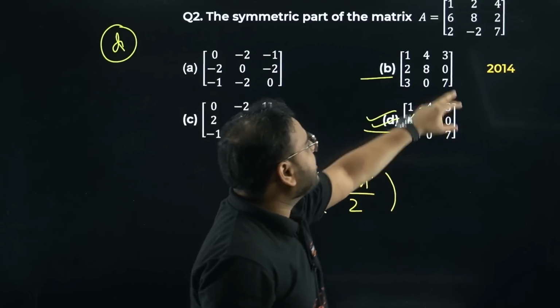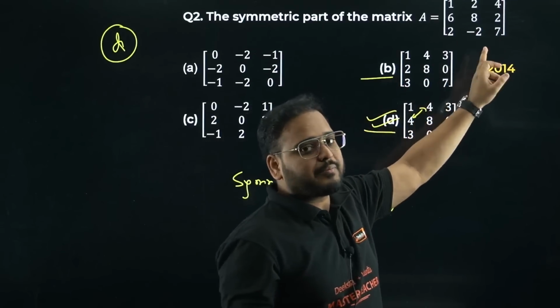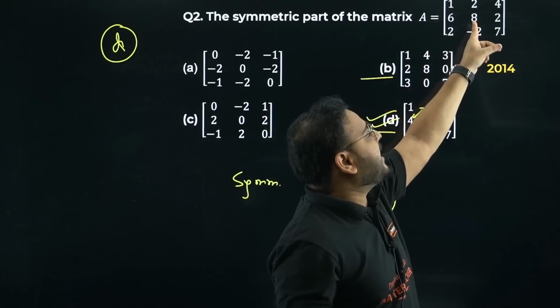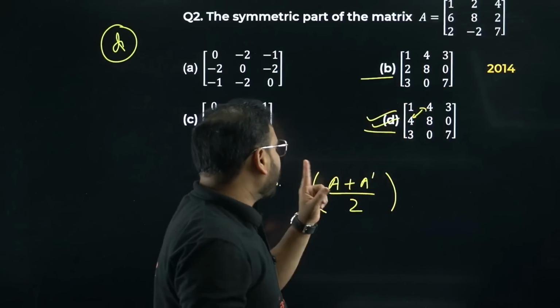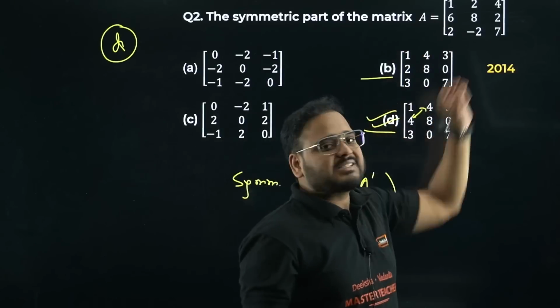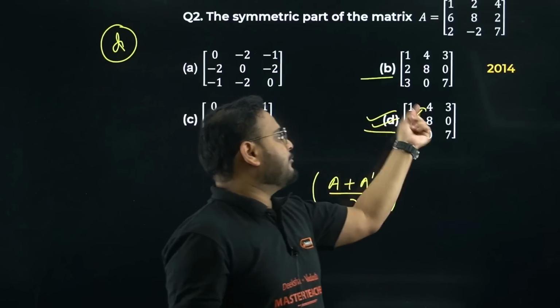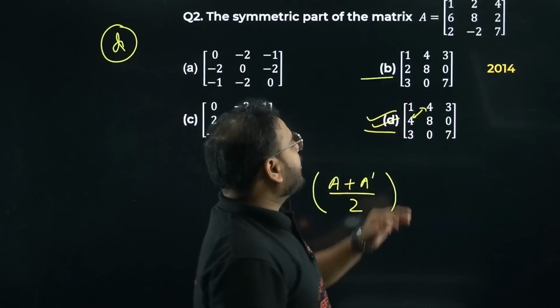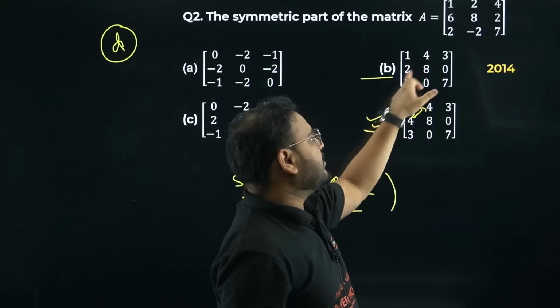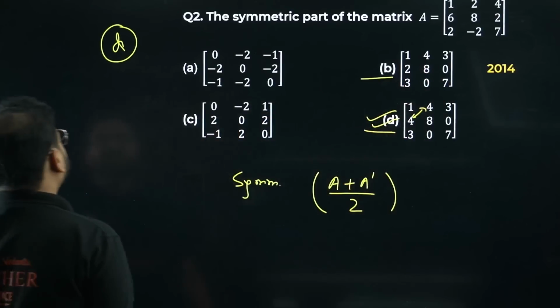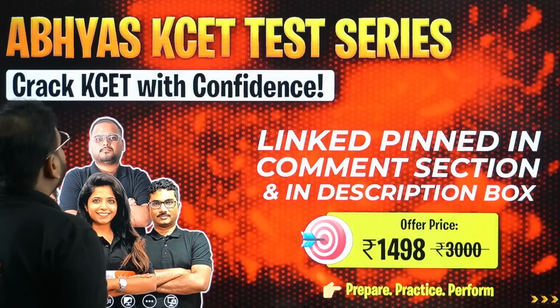But you can check here. 1, 8, 7 has to be the same in the case of a symmetric matrix, because you're going to add 1 to 1, 8 to 8 and 7 to 7. Why, sir? Because even if you find A dash, this diagonal will remain the same only, no? That's why 1 plus 1 will be 2, divided by 2 will become 1 again. So 1, 8, 7 has to be the diagonal, and then you can see here this is not symmetric. 2 and 4 are not equal. Option D is correct.